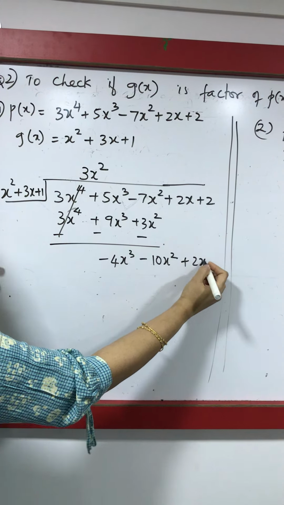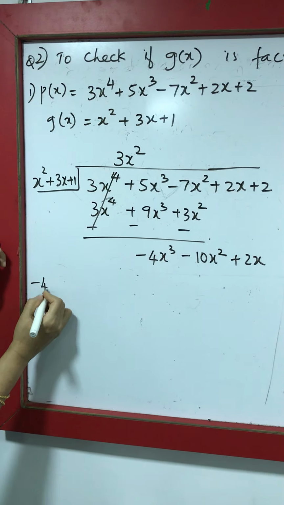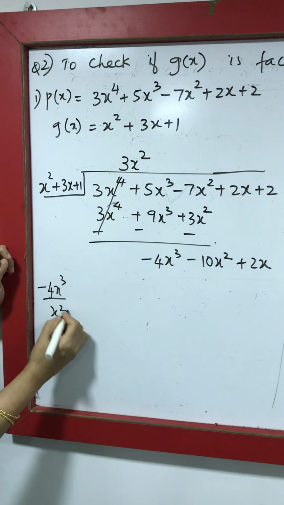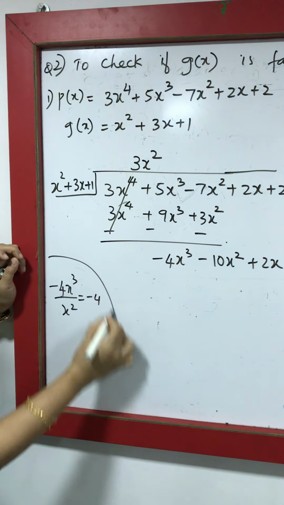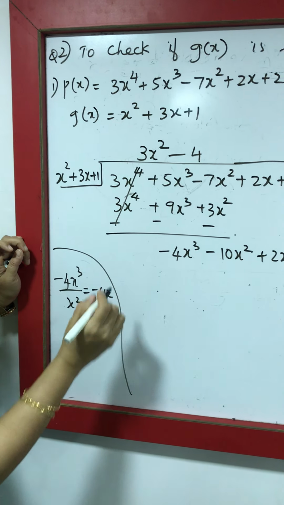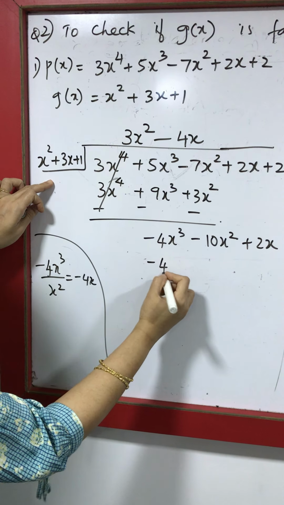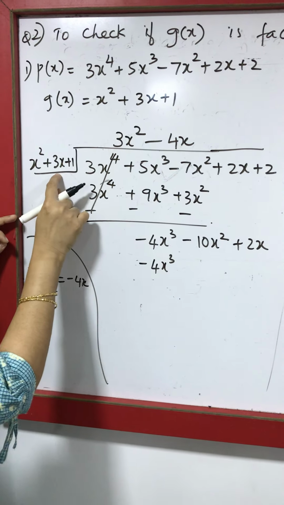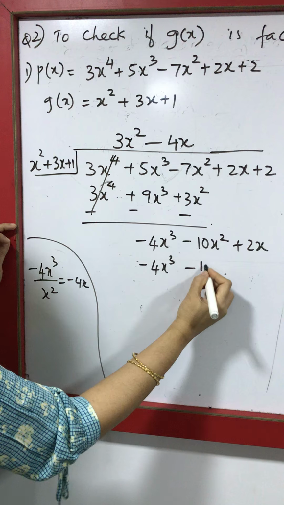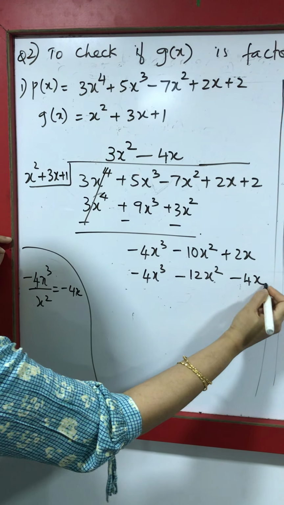We'll bring 2x down. The next term is found by dividing minus 4x cube by x square. So we are left with minus 4x, which is the next term of the quotient. When we multiply, we'll get minus 4x cube, this will give us minus 12x square, and this will give us minus 4x.